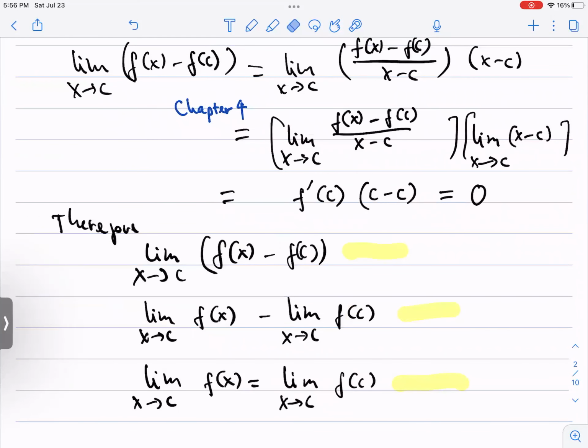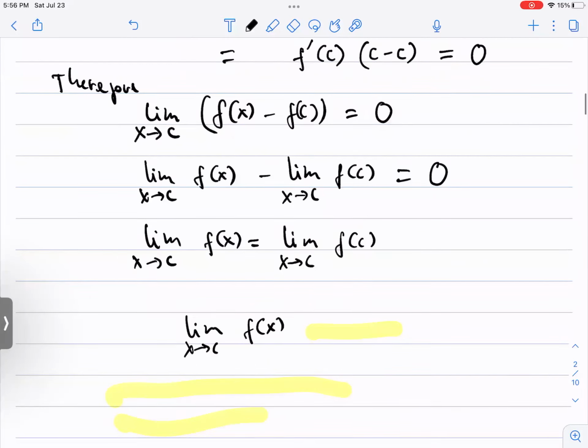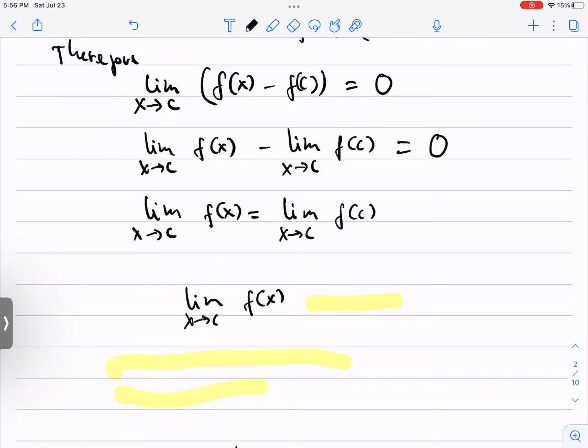Therefore, we obtain that the limit when x approaching c of f(x) minus f(c) is equal to 0. Again, by the theory in chapter 4, the left hand side equals the limit of the function f(x) minus the limit of f(c). So the limit of the difference is the difference in limits, and it's equal to 0, which implies that the limit when x approaching c of f(x) equals the limit when x approaching c of f(c), which is exactly f(c). So the limit when x approaching c of f(x) is equal to f(c).